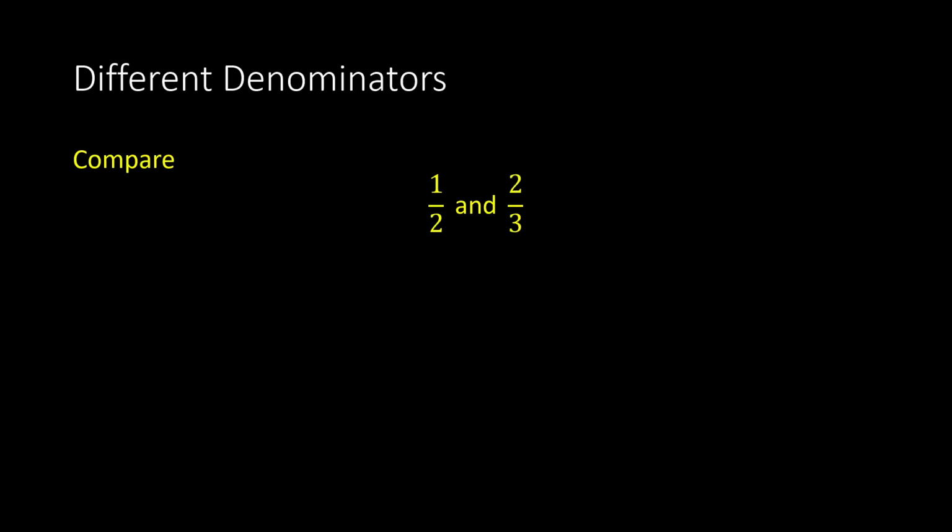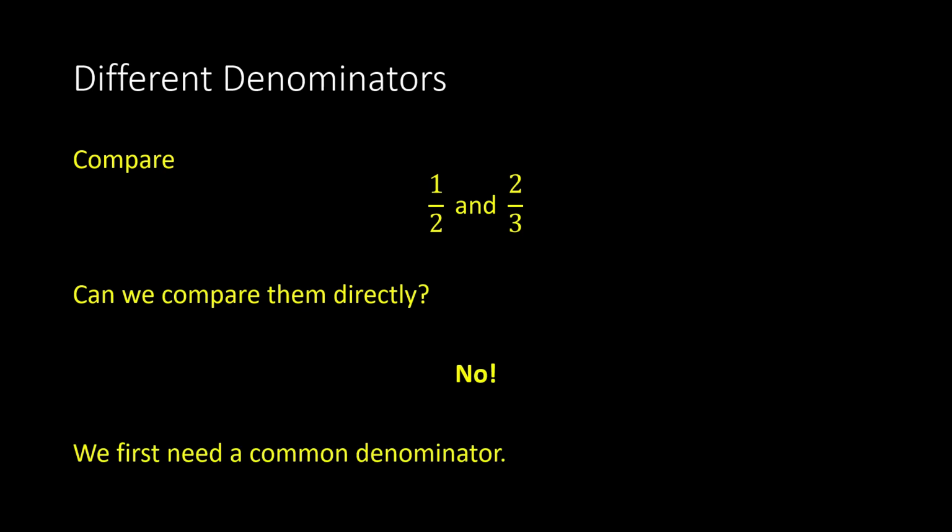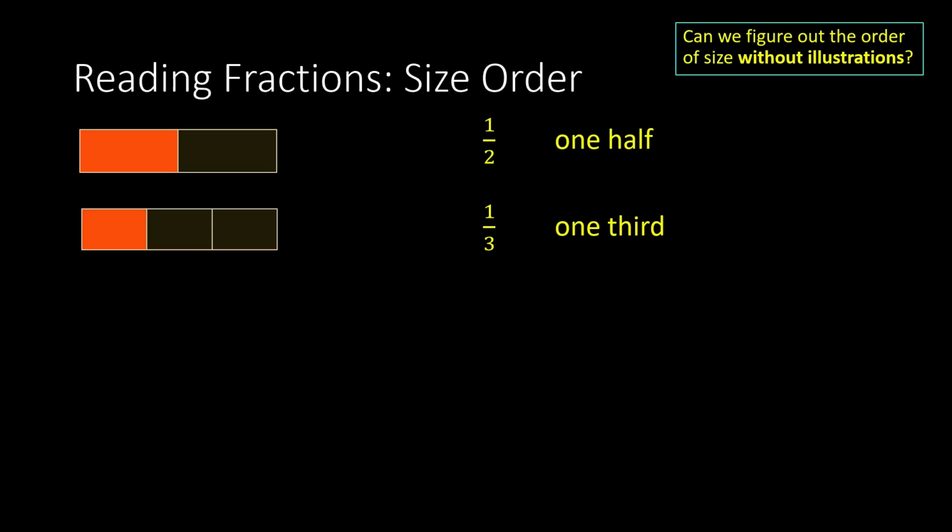Let's compare 1 over 2 and 2 over 3. Can we compare them directly? Just looking at them, it's probably not immediately obvious. We first need a common denominator. Let's go back to the pictures. Here's 1 over 2, or 1/2 as a picture, and here's 1 over 3, or 1/3 as a picture.